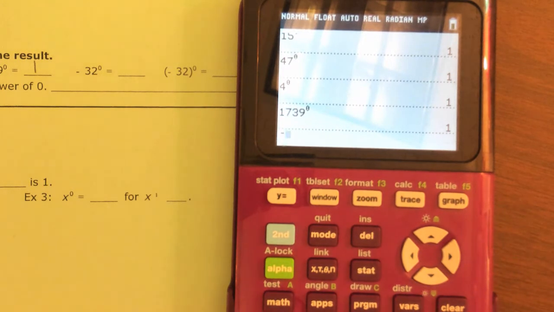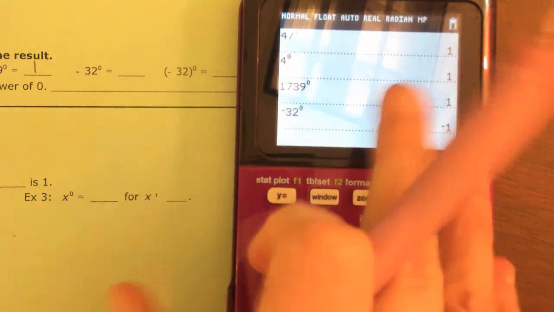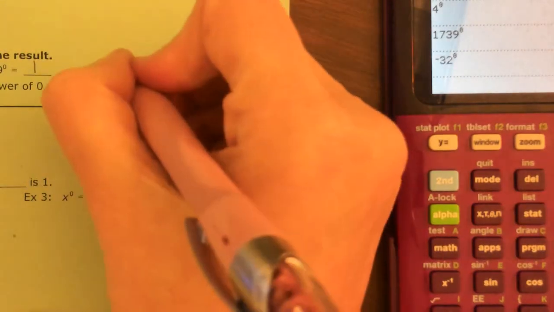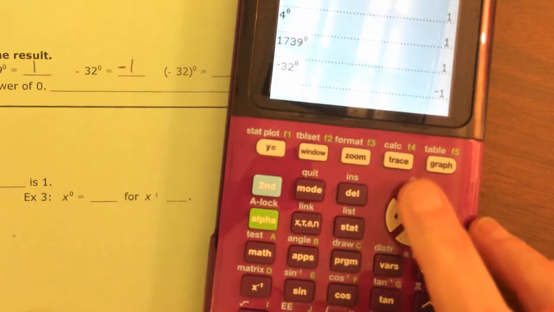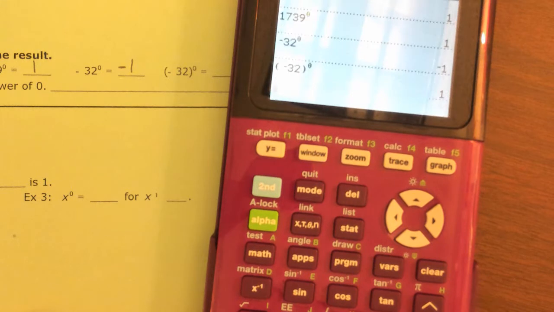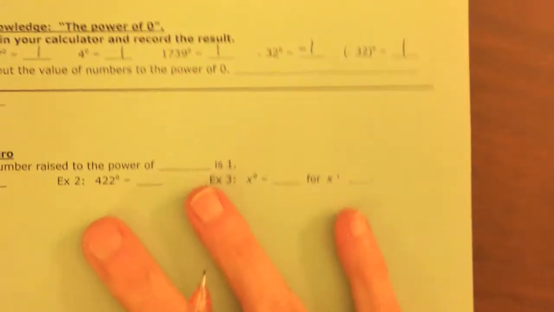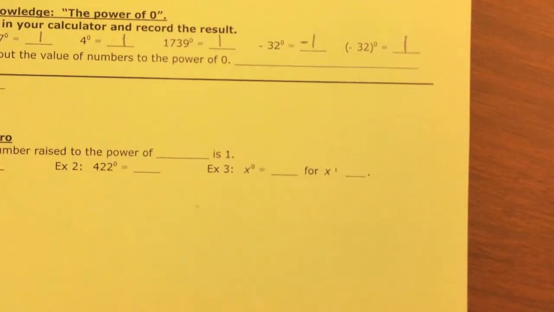So I have negative 3^2 raised to the 0 power. I get negative 1. Okay? And then when I do, in parentheses, negative 3^2 raised to the 0 power, I get positive 1. So, why do you think that is? Write down for me why you think that is.